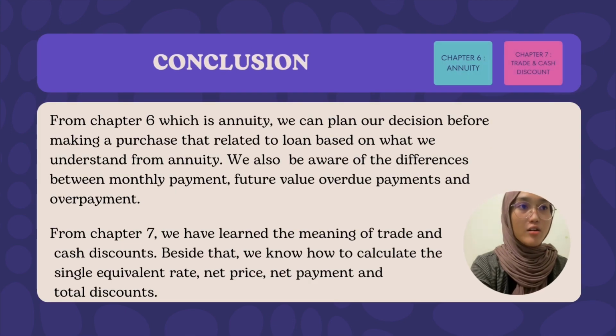We have reached the end of the presentation. So the conclusion is, from chapter 6, which is annuity, we can plan our decisions before making a purchase related to a loan based on what we understand from annuity. We are also aware of the difference between monthly payment, future value, overdue payments, and overpayment. From chapter 7, we have learned the meaning of trade discount and cash discount. Besides that, we know how to calculate the single equivalent rate, net price, net payment, and total discount.